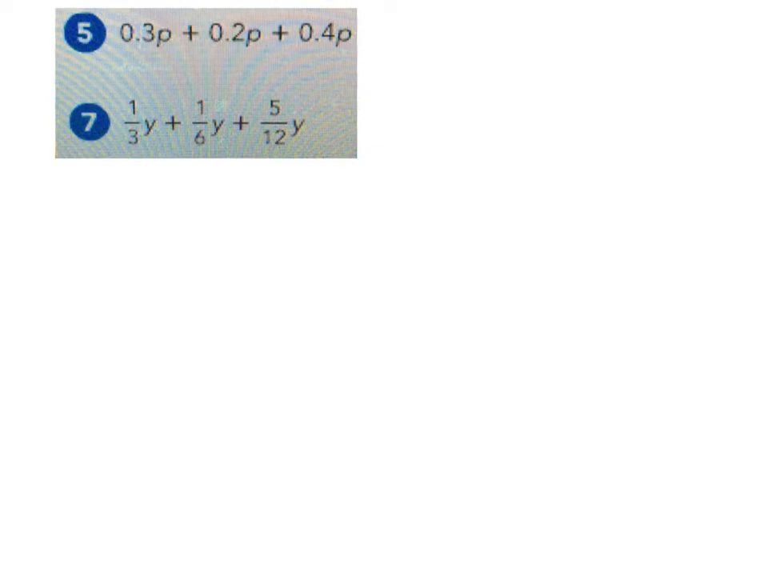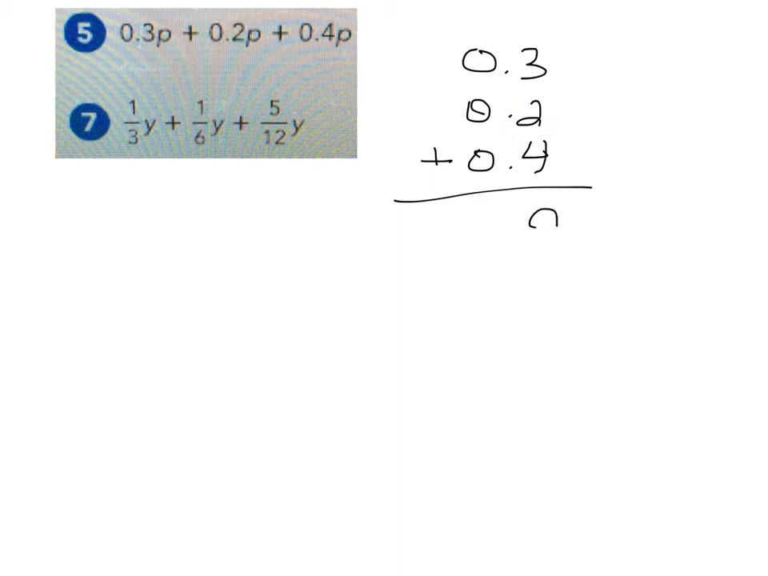Let's look at number 5 here, 0.3p plus 0.2p plus 0.4p. Well, the good news is they're all the same letter. So we will just do 0.3 plus 0.2 plus 0.4. We're going to add those together. So 3 and 2 makes 5, plus 4 is 9. We have our decimal and a 0, and then we'll put the letter p. So 0.9p is the answer for that one.